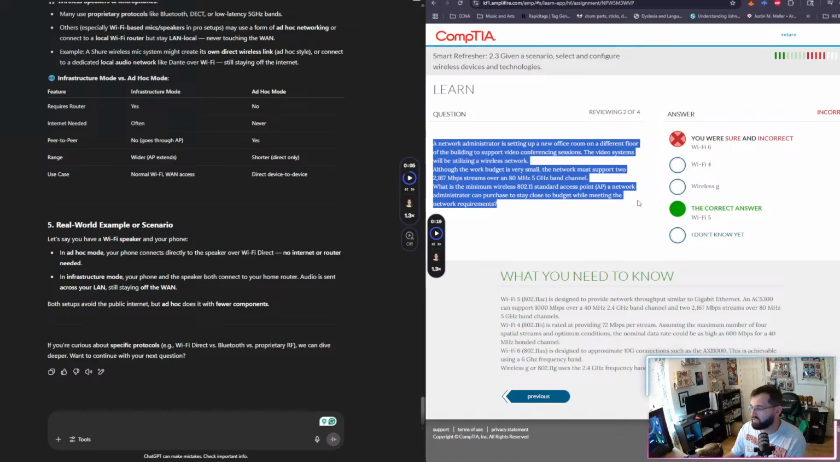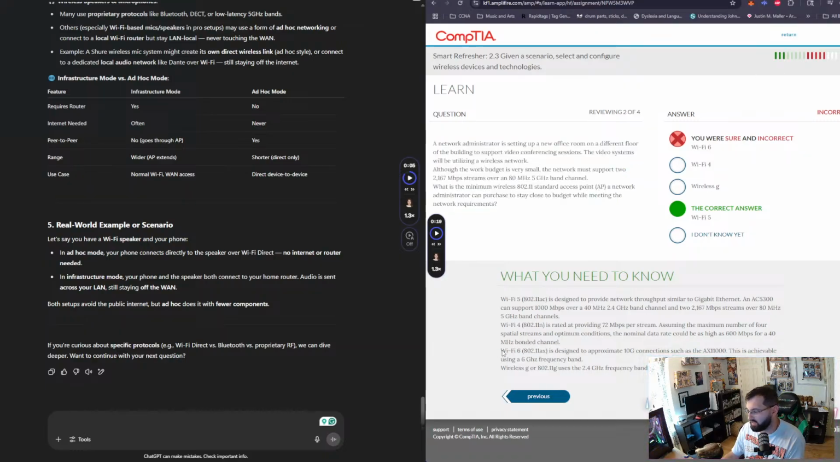What's going on? See, okay, Wi-Fi 5. Let's see what it says about Wi-Fi 6. It is designed to approximate a 10G connection, such as the AX11000. This is achievable using, okay. It is designed to provide network throughput similar to gigabit Ethernet. Can support 1,000 megabytes per second. It's 1 gig, up to 40.